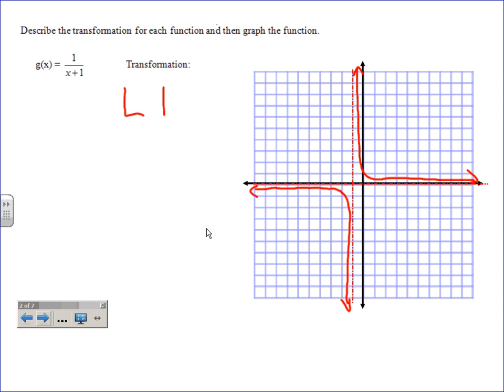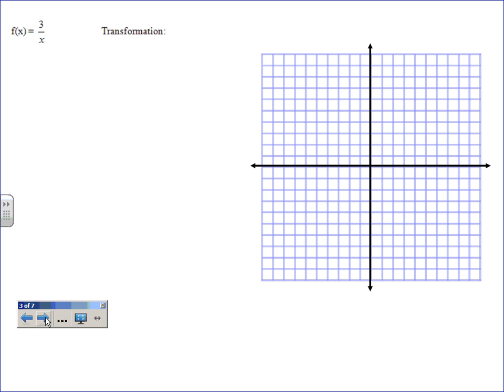Okay. Any questions on how we moved that one? How we decided that that would be left 1, right? All right. How about this one? Do I move this one left 3 or something? Right 3 then? Up 3? Down 3? I don't know. That 3 is kind of in a tricky spot, isn't it?